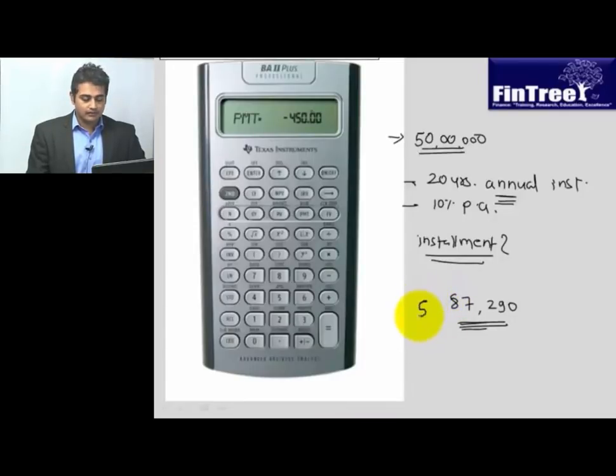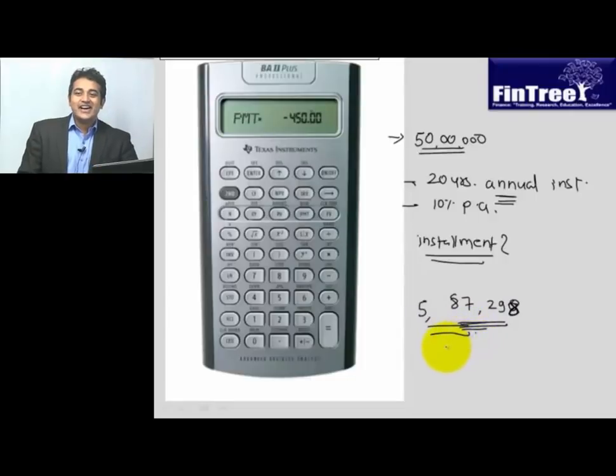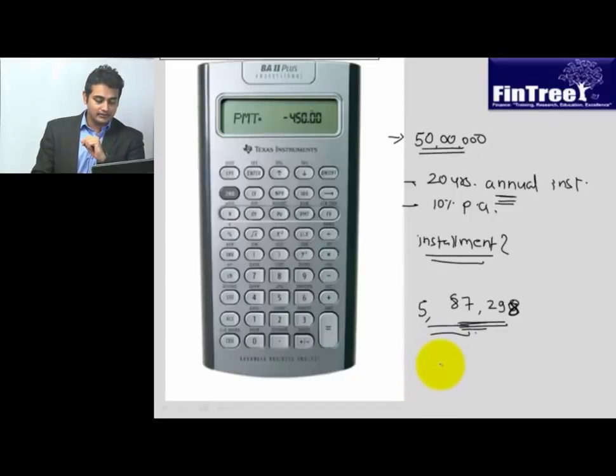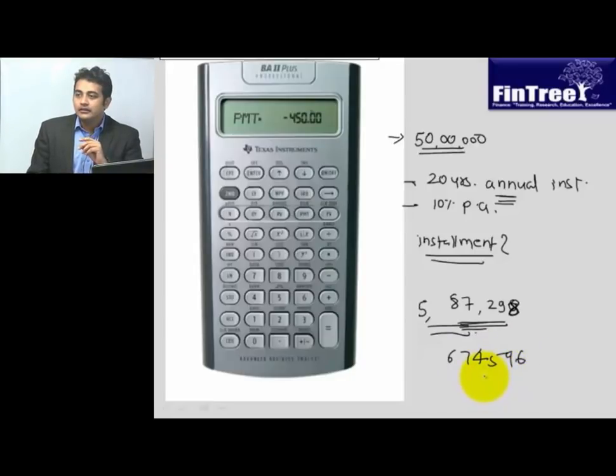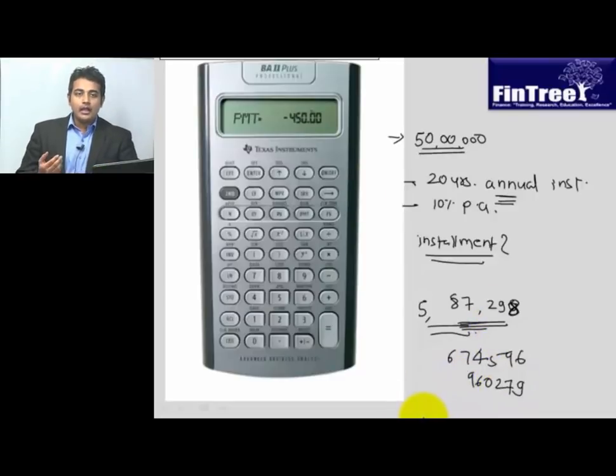5 lakh. 288. 298. Okay. Oh, this is what you people were saying? You said 5 lakh? Okay. Alright, let's do this together. Sorry, yes, anyone has got a different answer? 6,74,596. Is there anyone else with a different answer? 9,60,279. Okay. Anyone else?